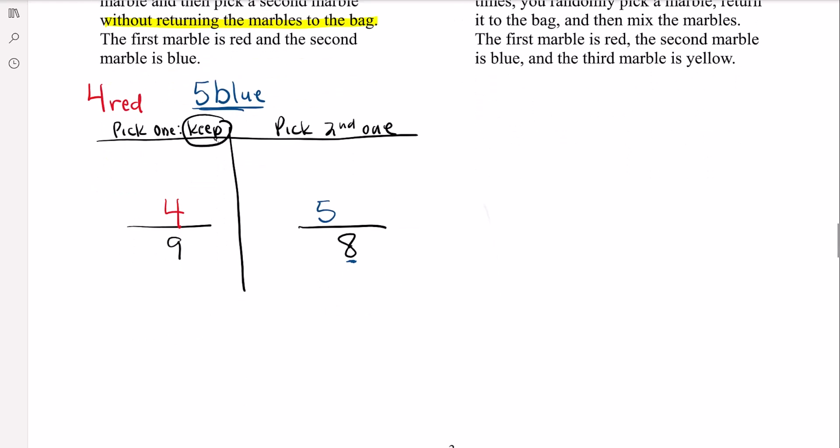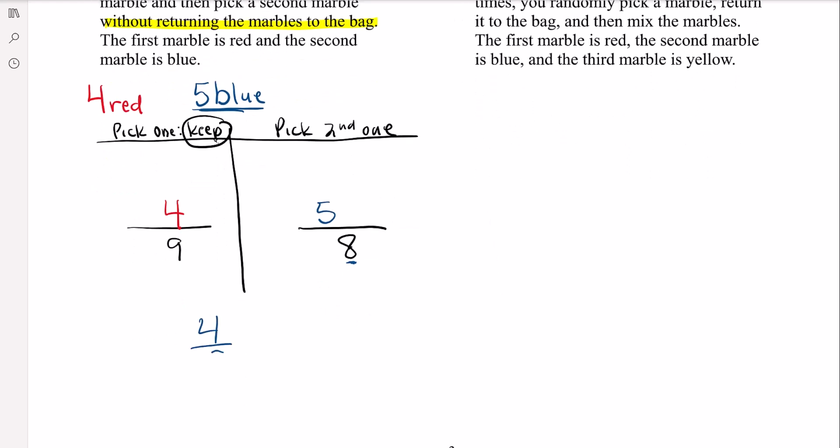So now 4/9 times 5/8. Now remember, diagonally, you could cancel them, or you could wait until the end. We could multiply 4 times 5. We can multiply 9 times 8.